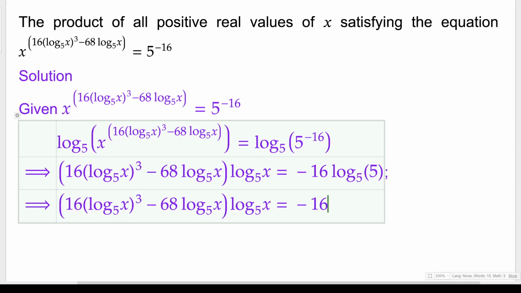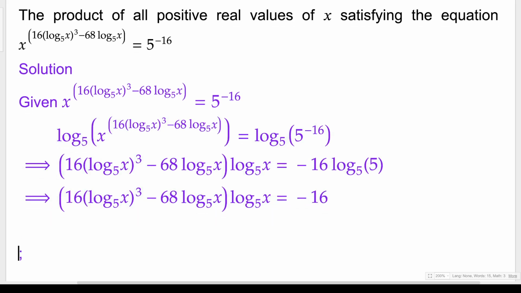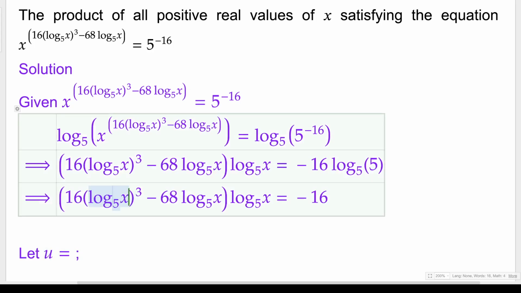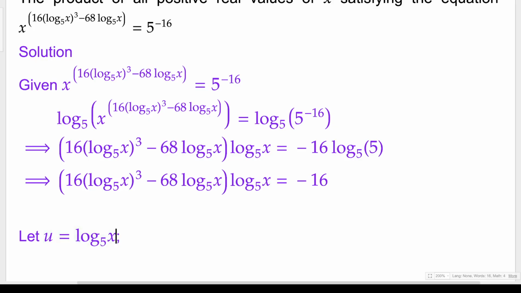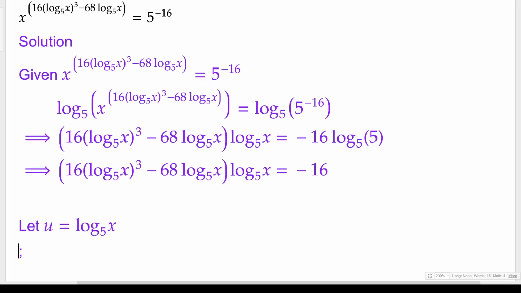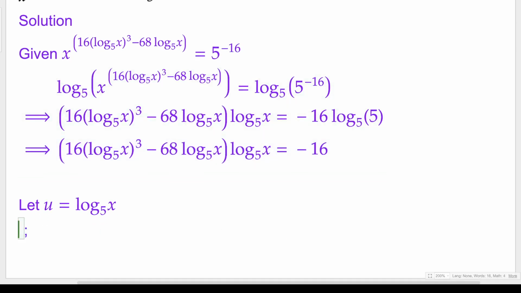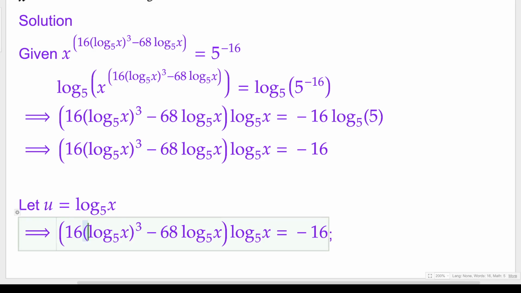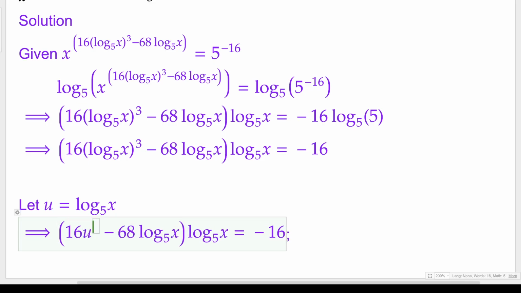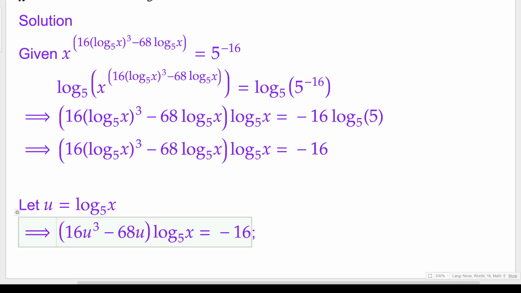Now you can observe here, there are multiple occurrences of log x base 5. So I'll consider another variable. Let us consider u as log x base 5. The reason is so that we can simplify this equation in an easier and more effective manner. So this is u cubed, and this will be u as it is, and here again log x base 5, for this I'll write u.